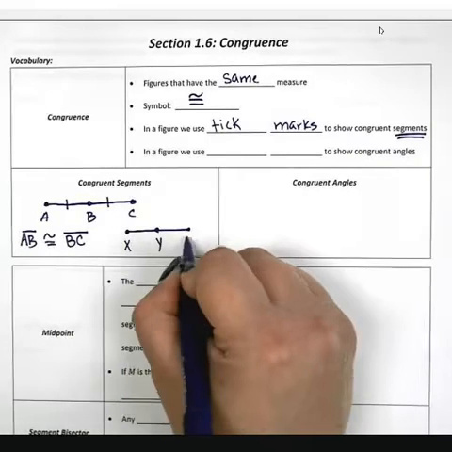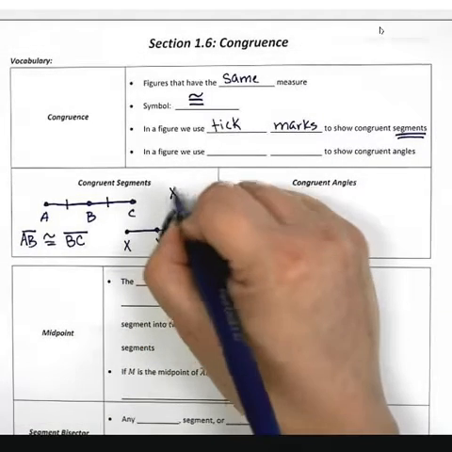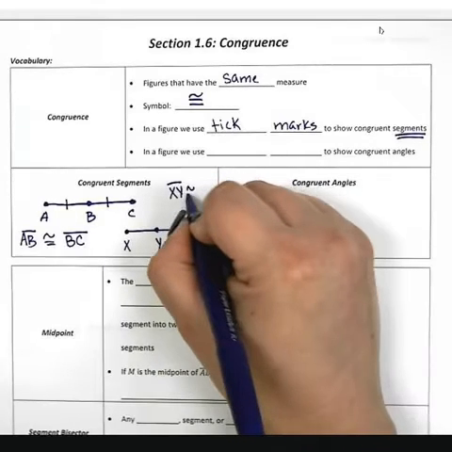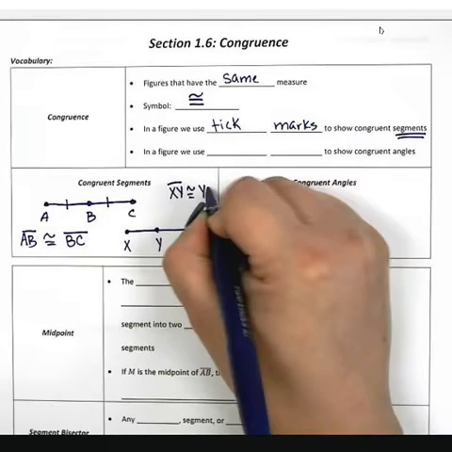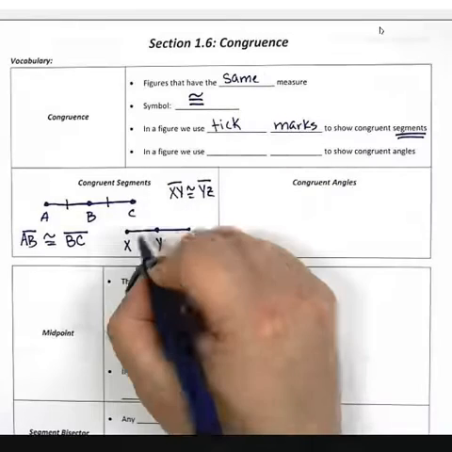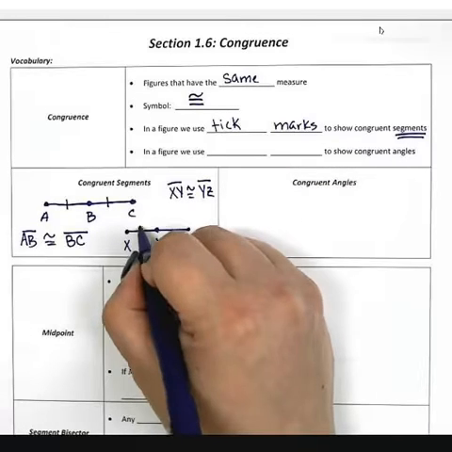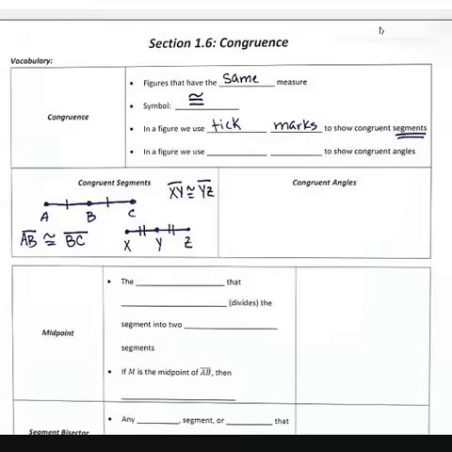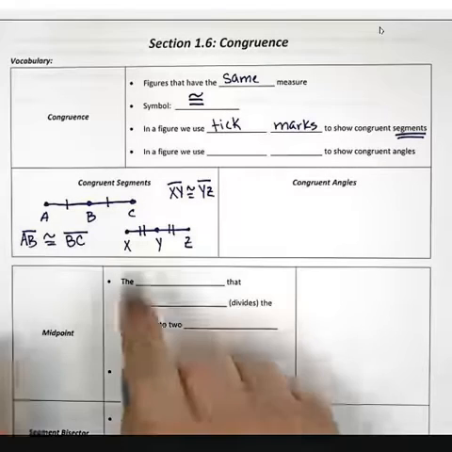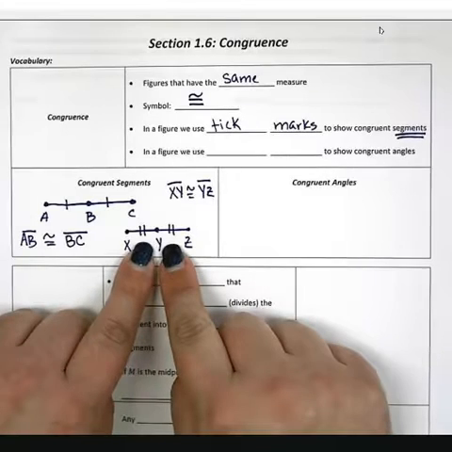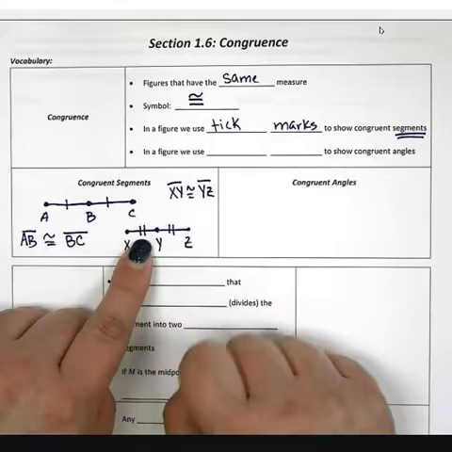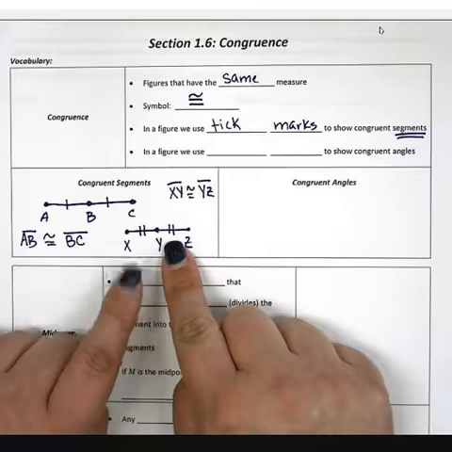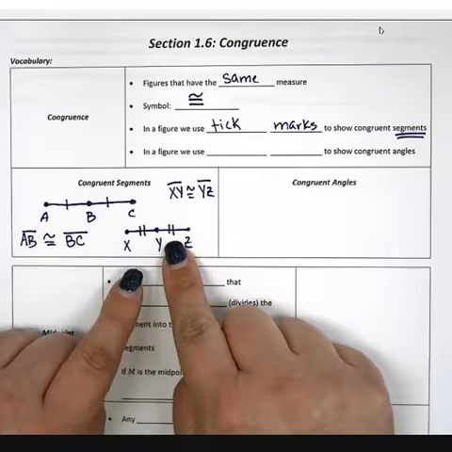If I want to do XY, segment XY is congruent to segment YZ, then I could actually even just put two tick marks like this on both of them. As long as you put the same marking on the ones that are congruent, you'll be good. You don't want to put one tick mark here and two tick marks here. That doesn't show me that they're congruent. It actually shows me that they're different.